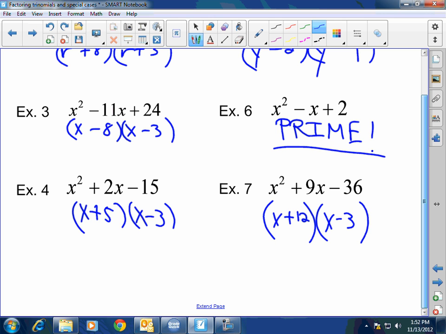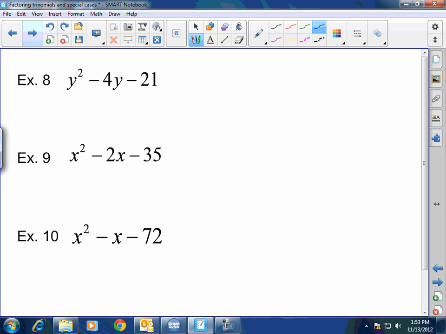So is that like what the final answer is? It's not like what the final answer is. That is the factored form of that trinomial. Just like the rule said. Any other questions, gentlemen? Okay, let's move on. So a couple more examples.